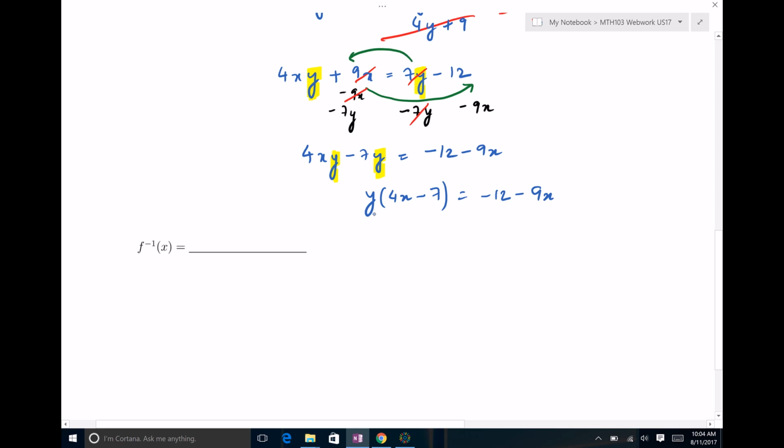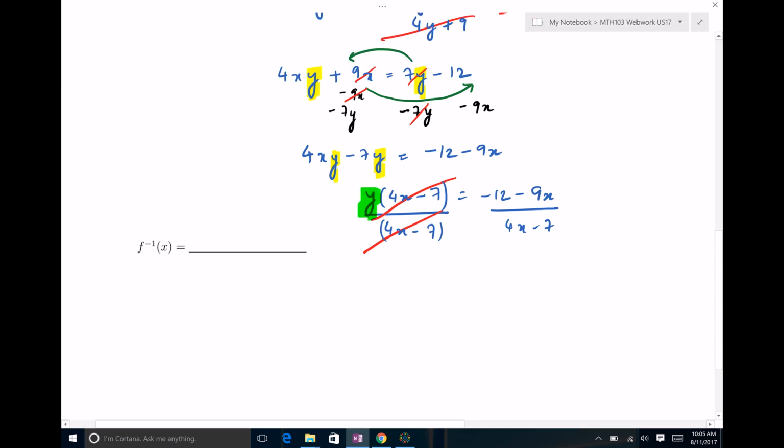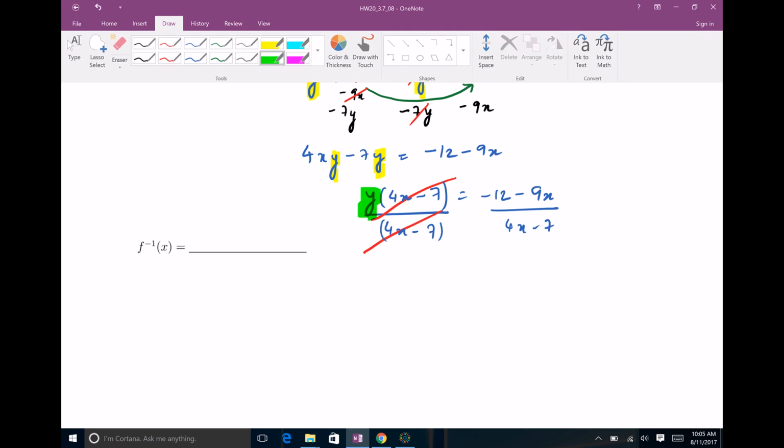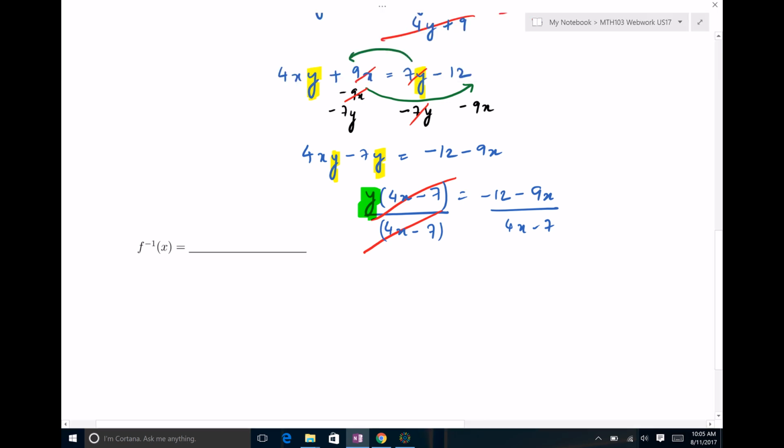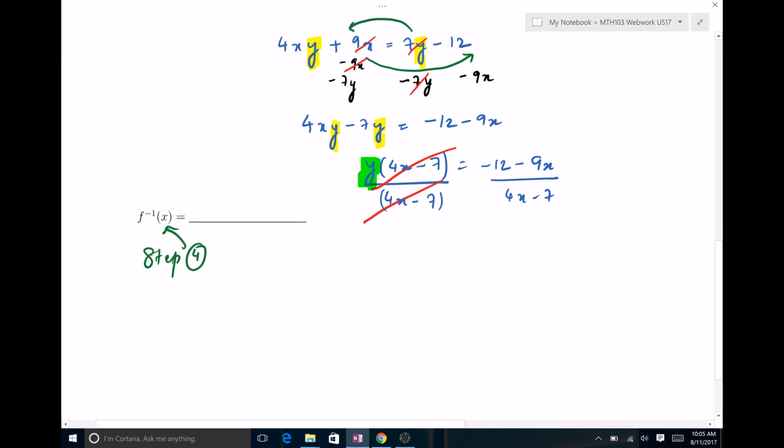Finally, to solve this equation for y, I just need to get rid of the 4x minus 7. So I divide both sides of the equation by 4x minus 7. Of course, on the left hand side, I can cancel 4x minus 7. And on the right hand side, well, you'll see that all that remains on the left is just y. So you have your answer. y equals (negative 12 minus 9x) over (4x minus 7). And so your step 4 is just rewriting this as f inverse of x. So your answer to this question is (negative 12 minus 9x) over (4x minus 7).